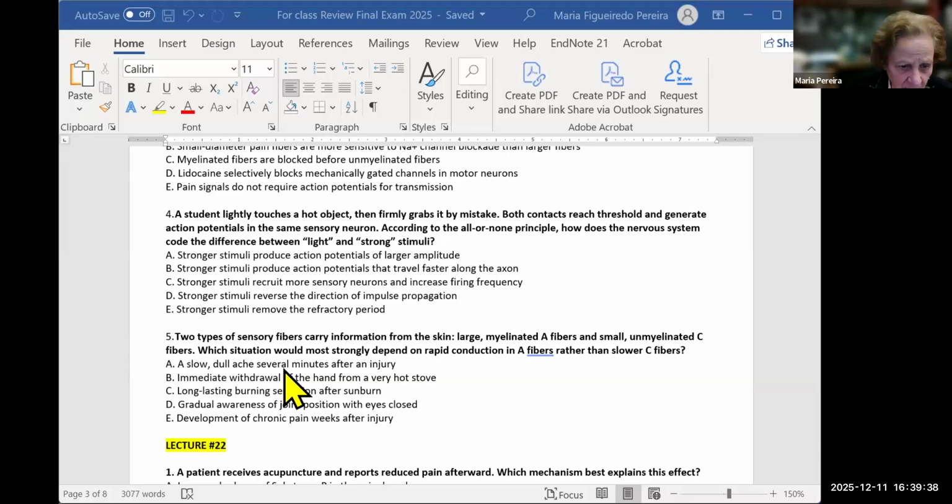A slow, dull ache several minutes after an injury. Immediate withdrawal of the hand from a very hot stove. Which situation would most strongly depend on rapid conduction? So the rapid withdrawal away from the stimulus. So B is the correct answer.